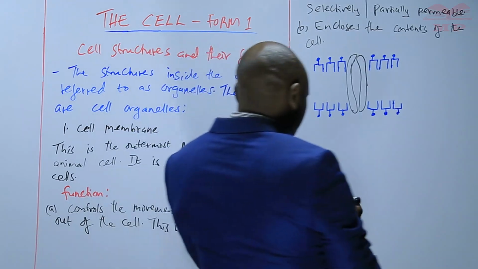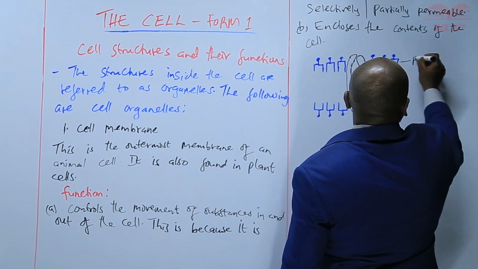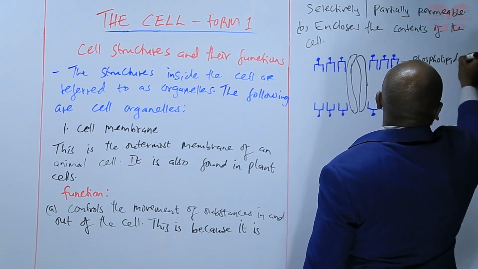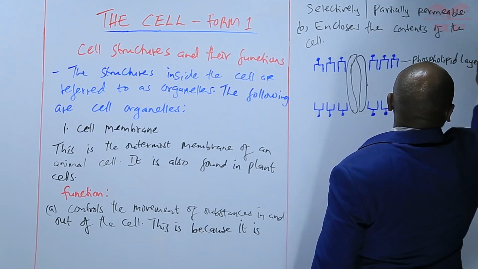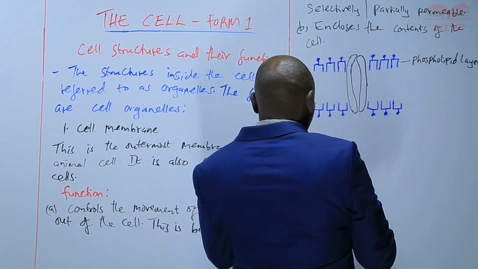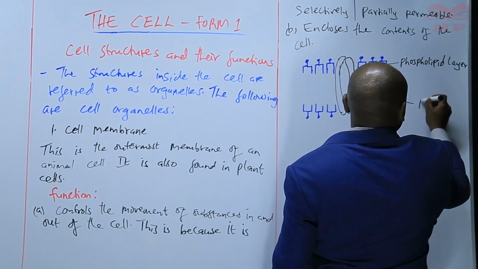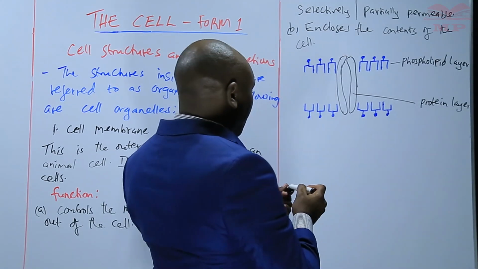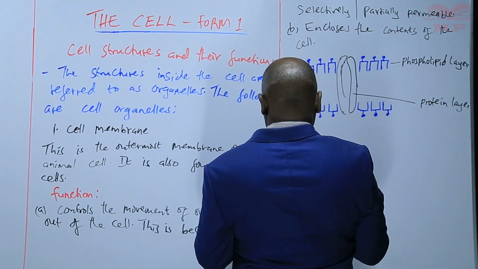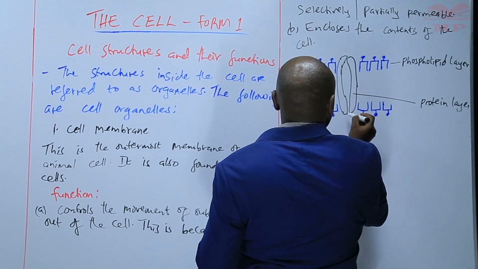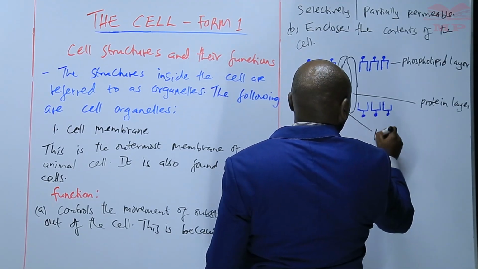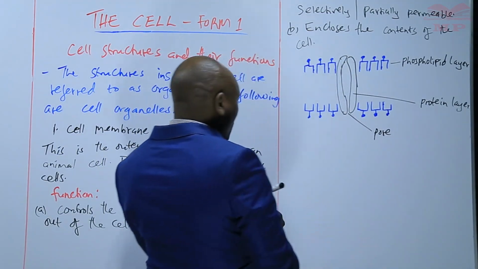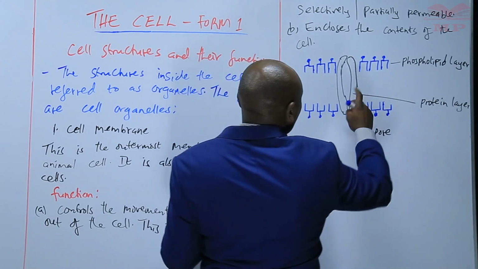So the cell membrane is made of a phospholipid layer and a protein layer. Now, in between the protein layer, we have an opening that we call the pore, and it's the one that allows the selective movement of substances in and out of the cell.